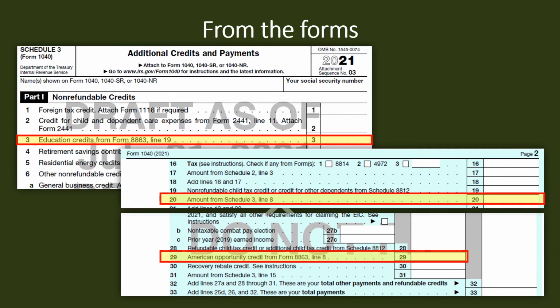You'll see there on page 2, line 20 is the amount that carries from the Schedule 3. That's the non-refundable portion of the education credits. And then later down on page 2 of the 1040, we have line 29, which is just that refundable portion of the American Opportunity Credit.